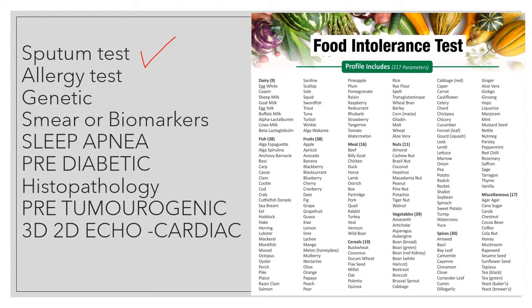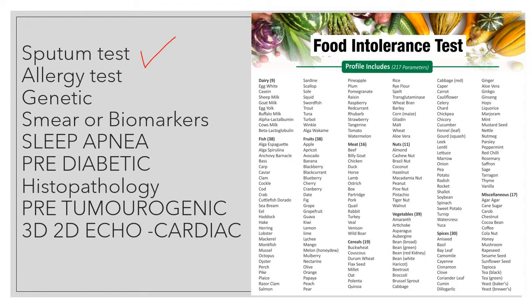Smear or biomarkers test. Sleep apnea. So when people are not getting sleep, you would have seen old people mostly complaining that they cannot sleep. That is because of apnea. Your melatonin cycle is very disturbed, because your sleep cycle is not in order. That is one of the reasons.